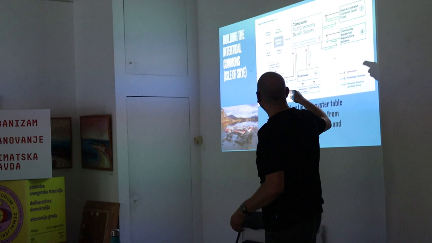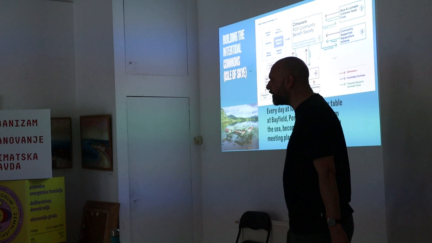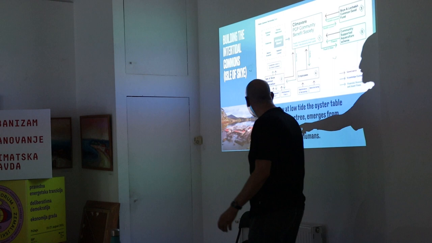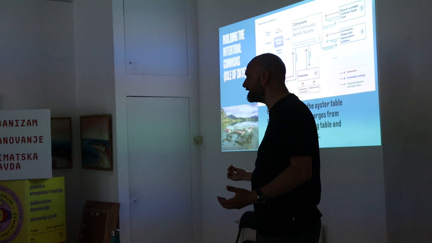Right? So we wanted to try and create an alternative for that, which would be ecologically reparative, but also socially reparative. And that's figured by this image here, which you can't really see. It's called the oyster table. And at high tide, it's an oyster farm. There's a series of cages where the oysters are grown, they can harvest, etc. But at low tide, it's a set of tables and chairs where the community can gather and discuss and make decisions and these sorts of things.